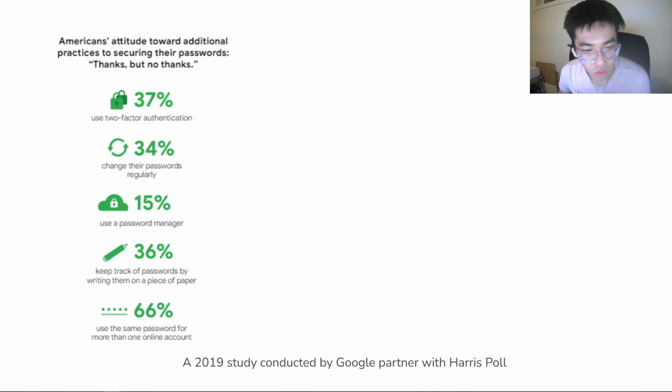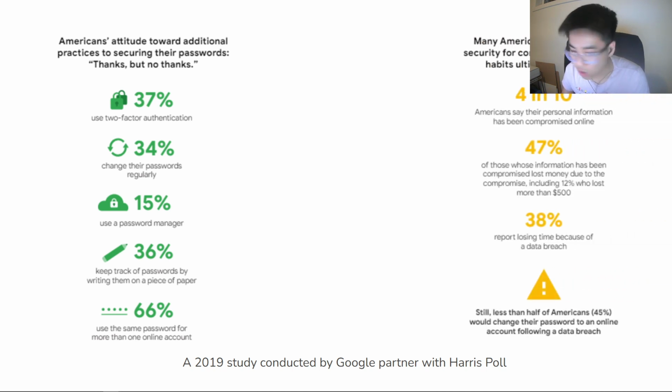Excuse me. Throughout the research, I have learned that even though Americans are aware of how having a weak password or losing a password could affect their personal life, some people just don't pay a lot of attention to this topic. So they decide to choose convenience over security. Like the stat on the right side, 4 out of 10 Americans say their personal information has been compromised online. 38% of them report losing because of a data breach, but still less than half of Americans would like to change their password, which is very hard for me to understand. Maybe they are just prioritizing convenience over securing their personal data.